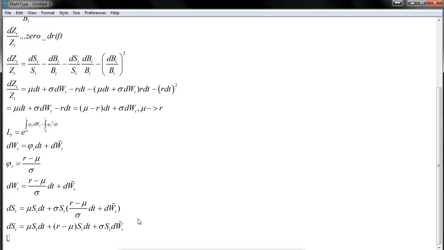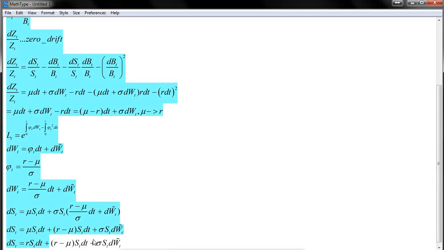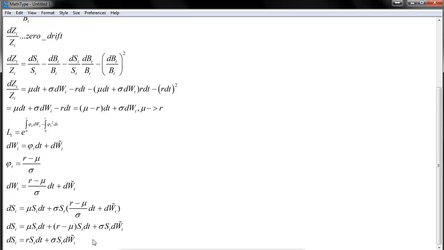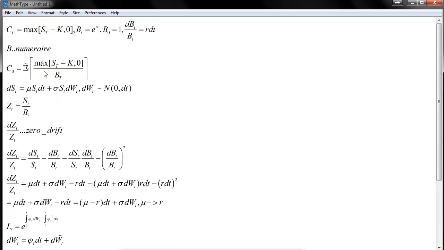So let me just use this equation, and instead of that we have r. This is extremely important. It's the motion of the stock under the risk neutral measure. That is exactly what we need over here, because this is the expectation under the risk neutral measure.